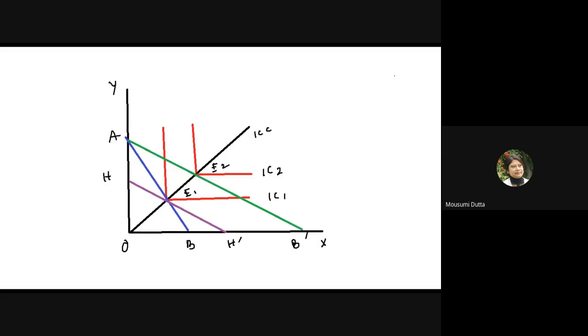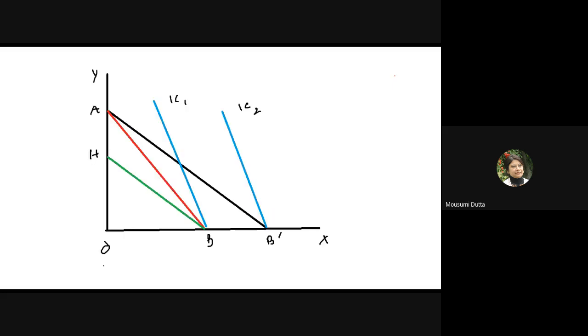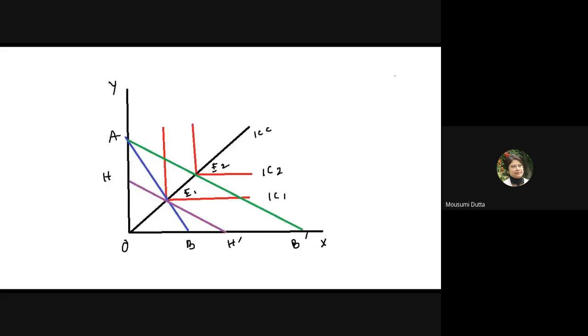Finally, I'll consider two special cases, the case for perfect complements and the case for perfect substitutes, and we will analyze the substitution effect and income effect for these two types of commodities. Okay, so give the heading: substitution and income effects for perfect complements.